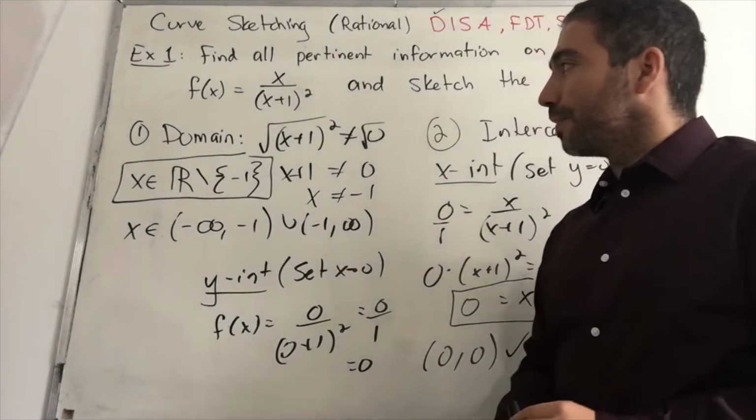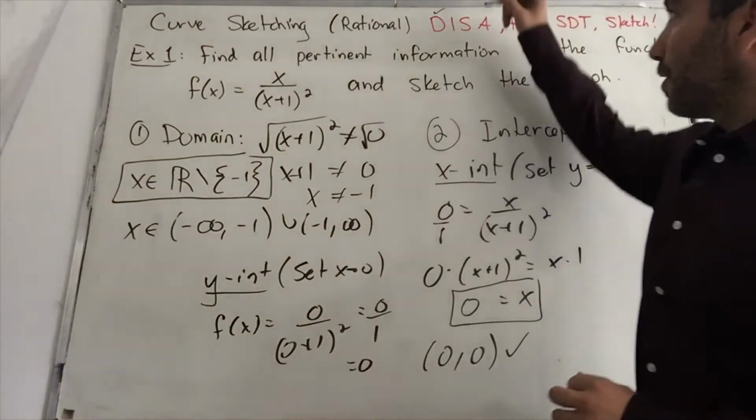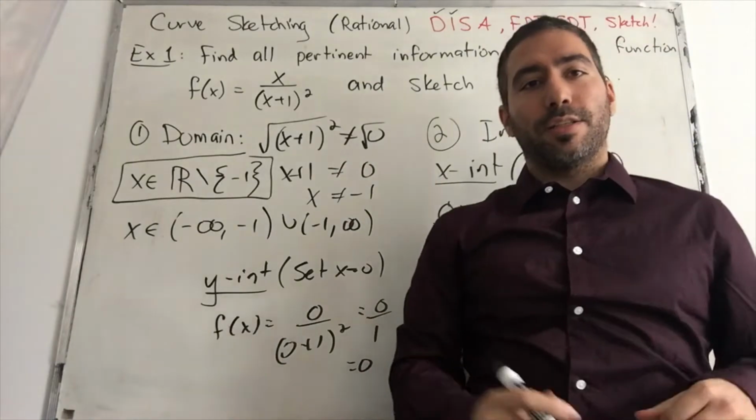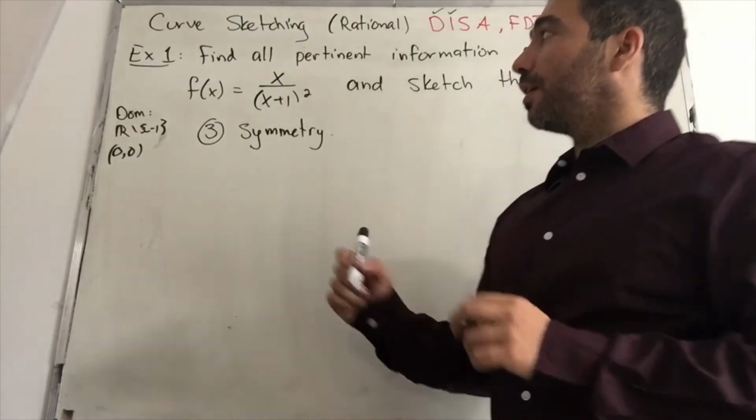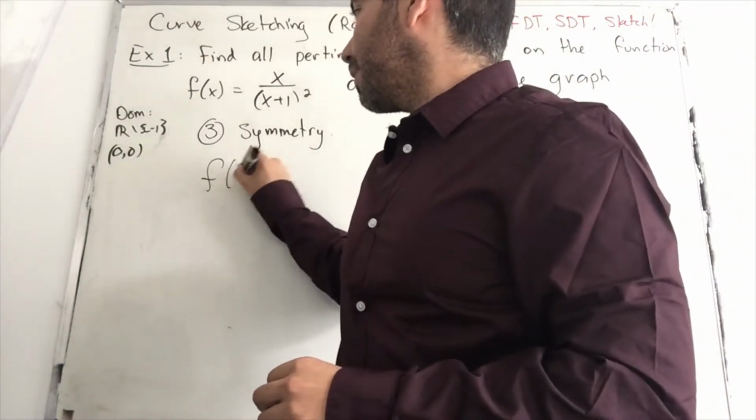That's the information I was given. So we finished the domain, we finished the intercepts, that's done. What we have next is to check for symmetry. Let's go ahead and do that. So to check for symmetry, we're gonna substitute x with negative x.